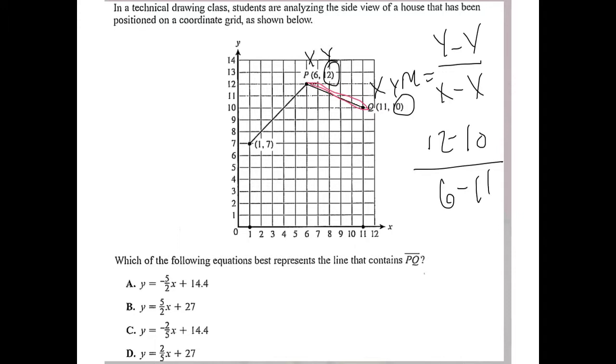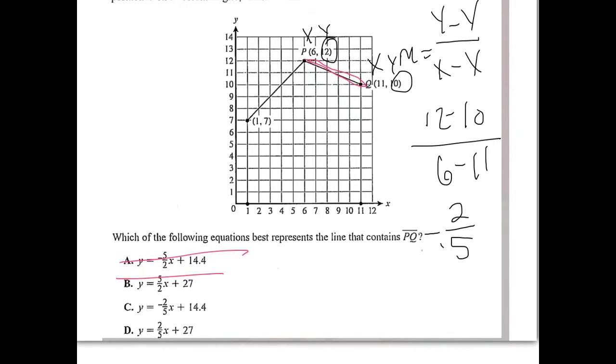So 12 minus 10 is 2. 6 minus 11 is negative 5. That makes sense that this is negative because the line goes down from left to right. Alright. Notice that this is already enough to eliminate 2 answer choices. So we move it up here. Actually, we have enough to solve our problem. Ta-da! Magic of multiple choice.